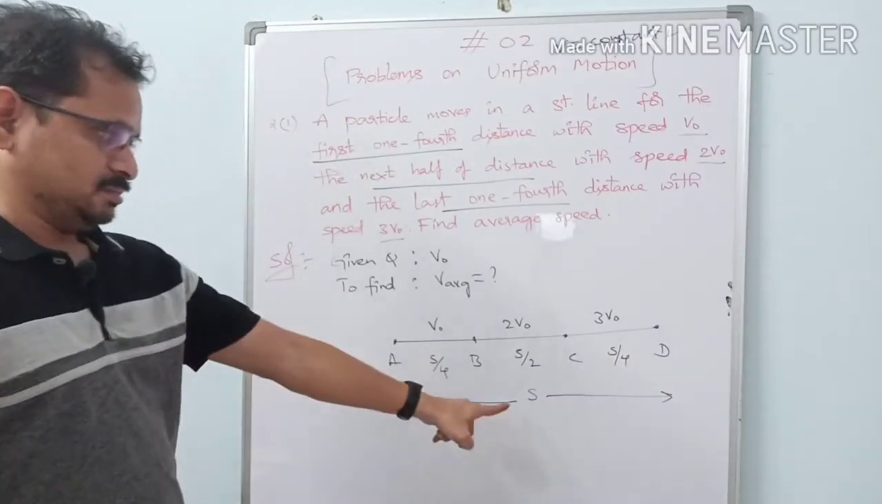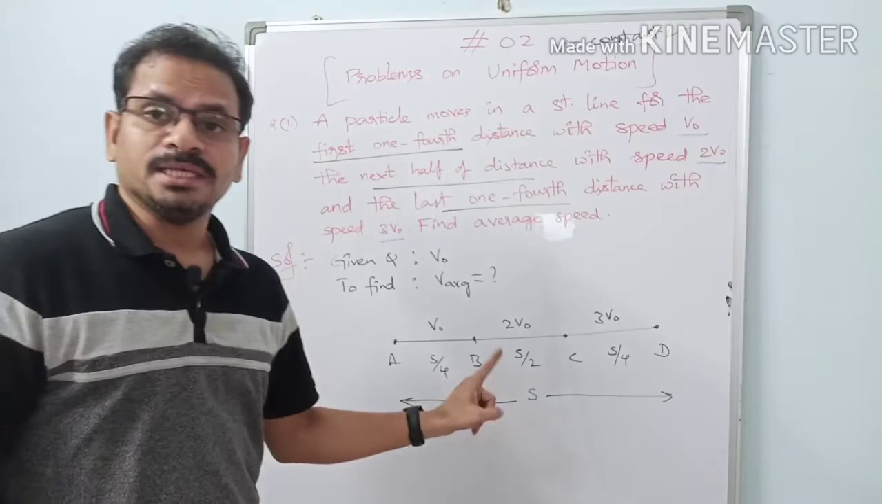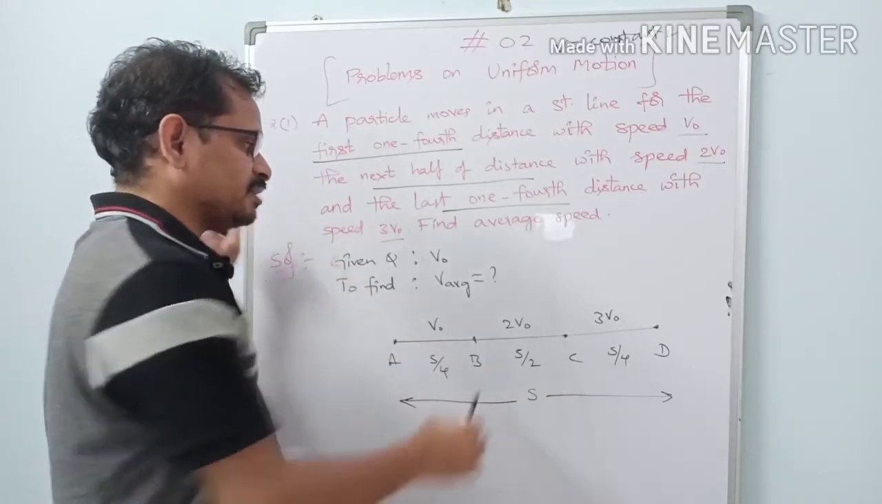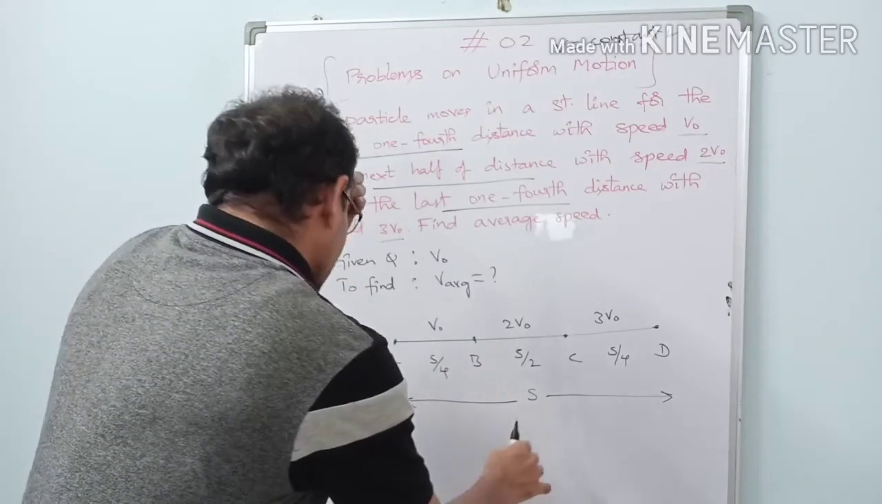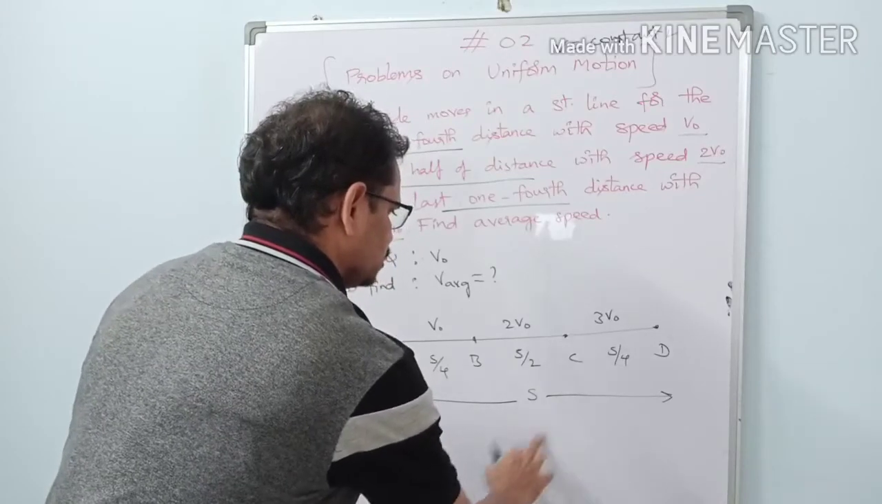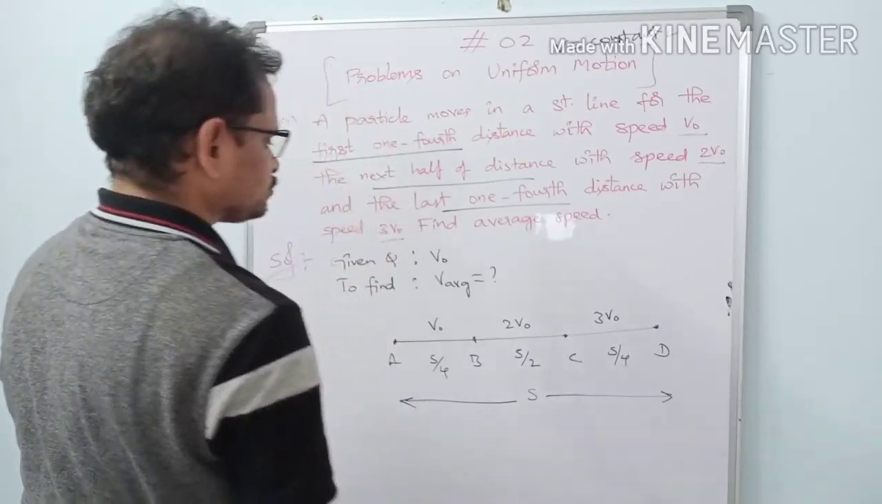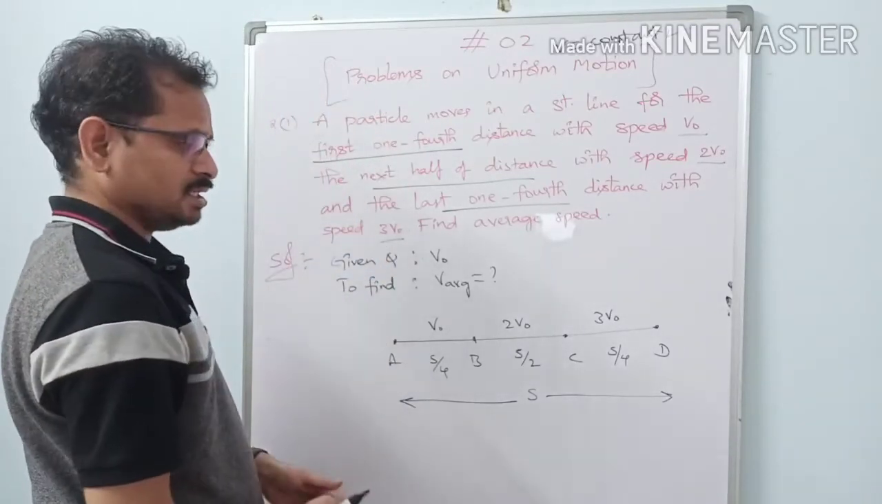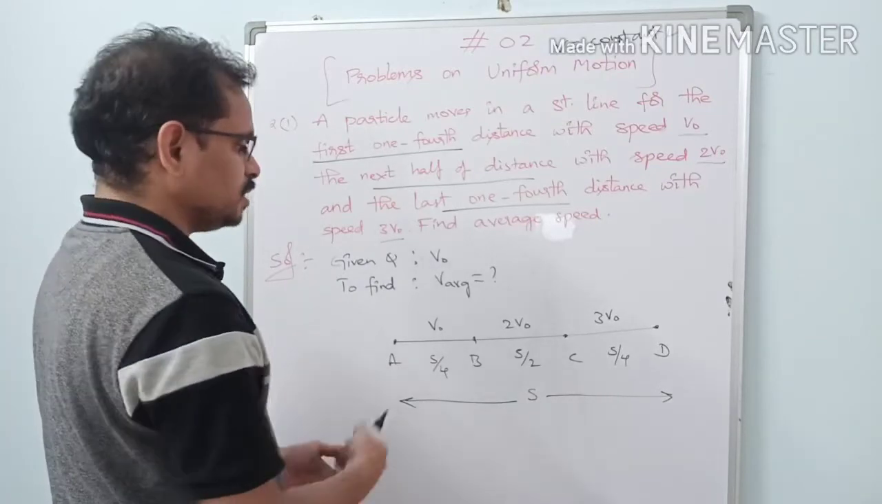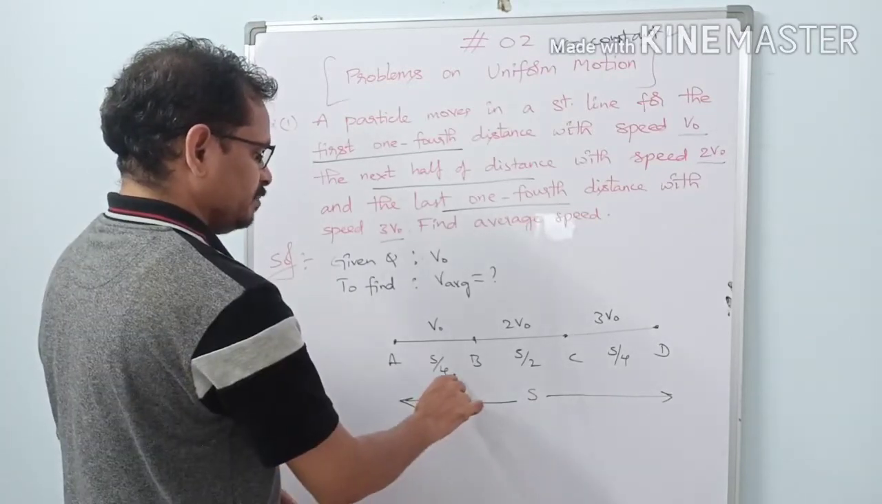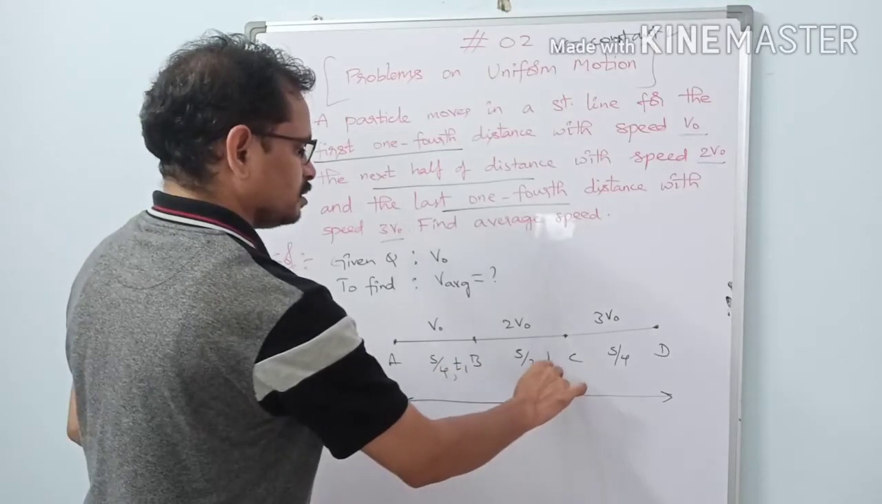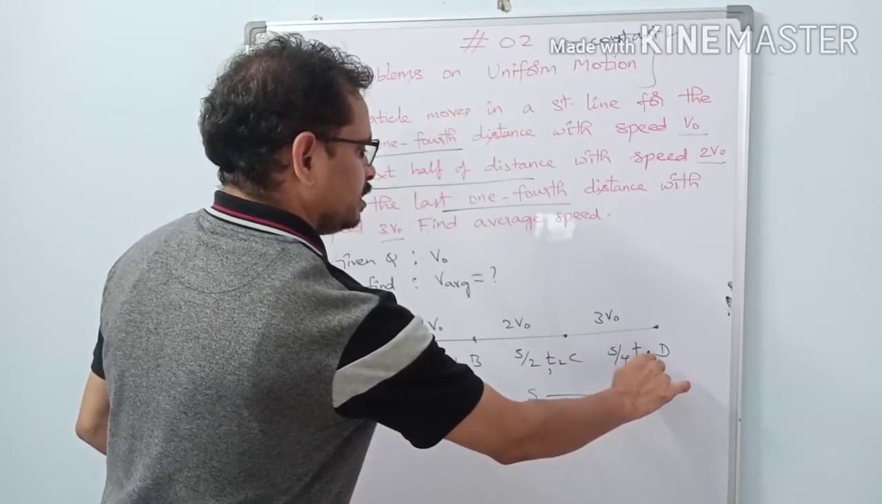The symbol S is an assumed quantity here, so we should not get that one in the answer. And what about the next one? Time is there. What is the total time? Is any time given here? Time is also not given to us. We have to assume time. Let it be t1, t2 and t3.